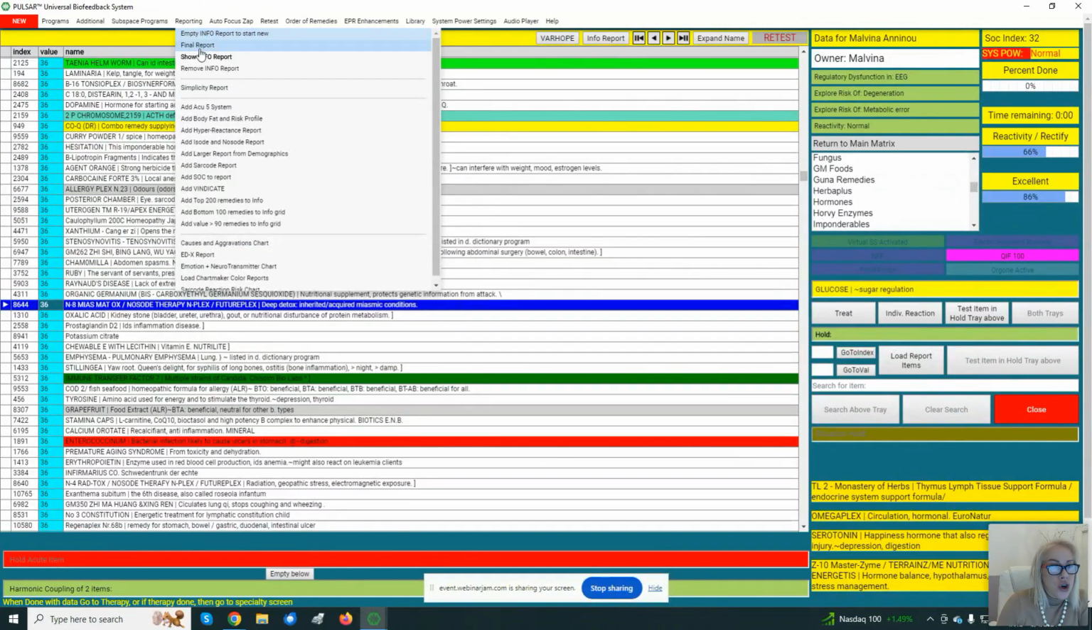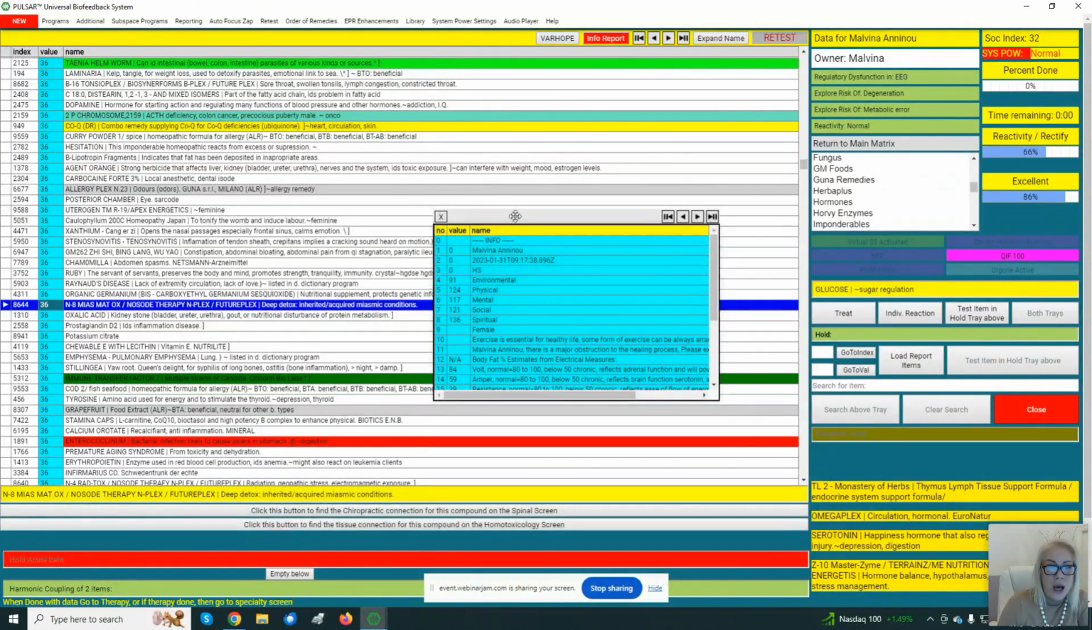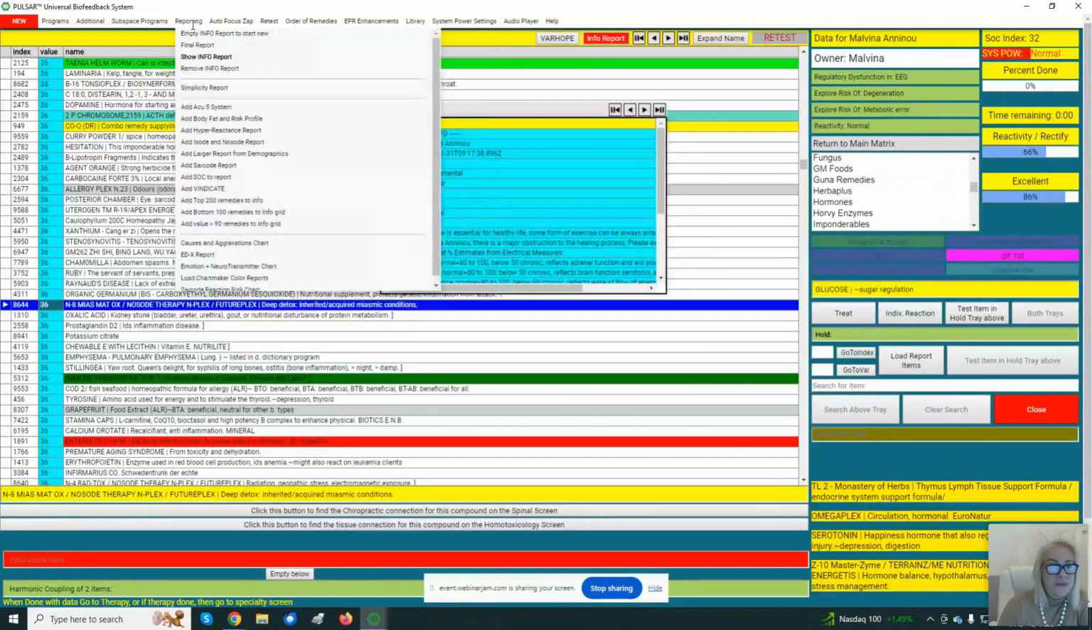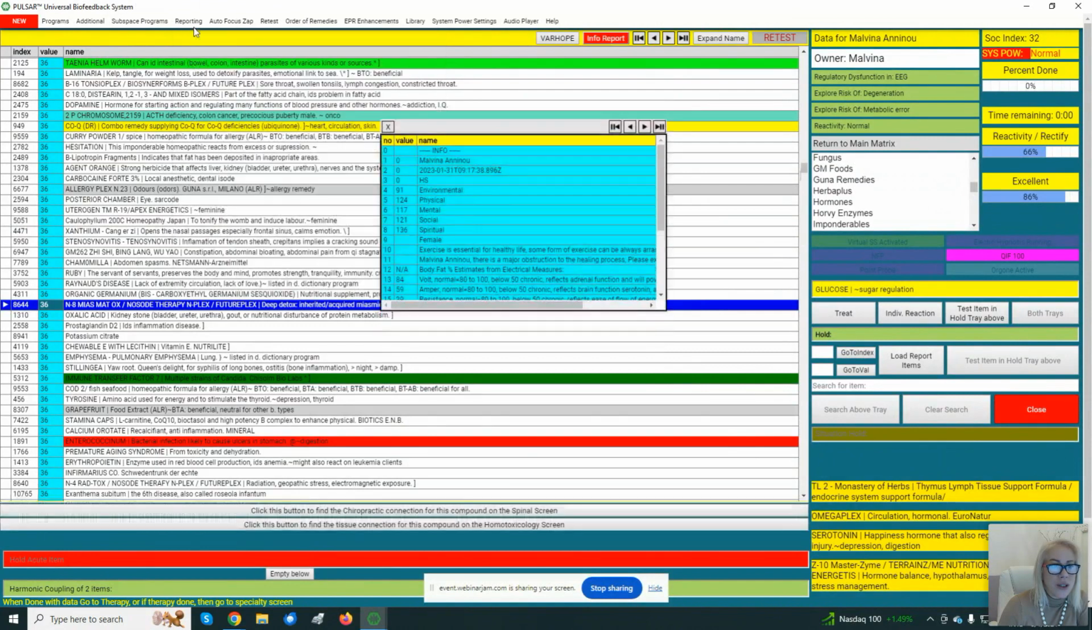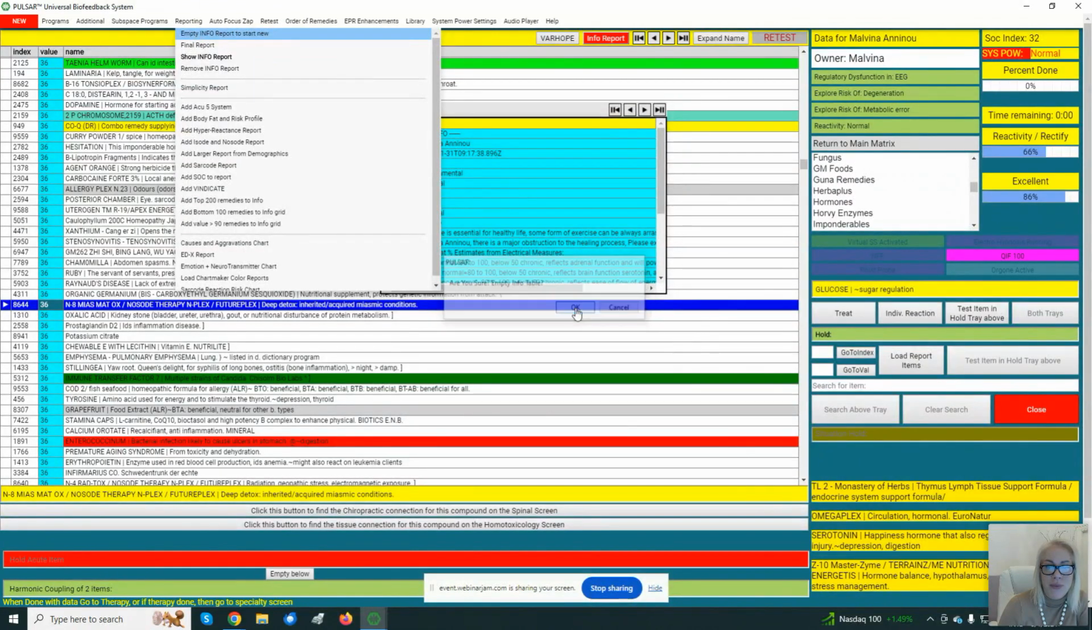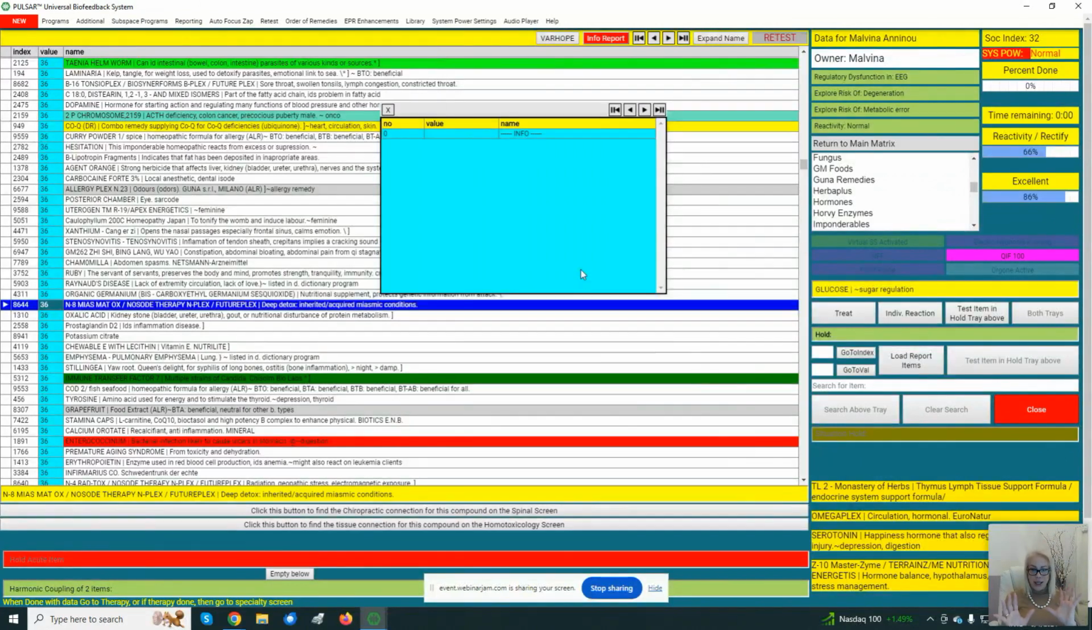Okay, so let's show the info report. And what I want to do now is a little cocktail. Let's remove the info. I want to empty the info. And I want to do a little cocktail of those feel-good hormones. I know there's also a feel-good therapy that's already ready, but I want to show you how you can do a little cocktail as well. So search your items and let's do the anti-stress hormones and the cocktail of anti-stress hormones.